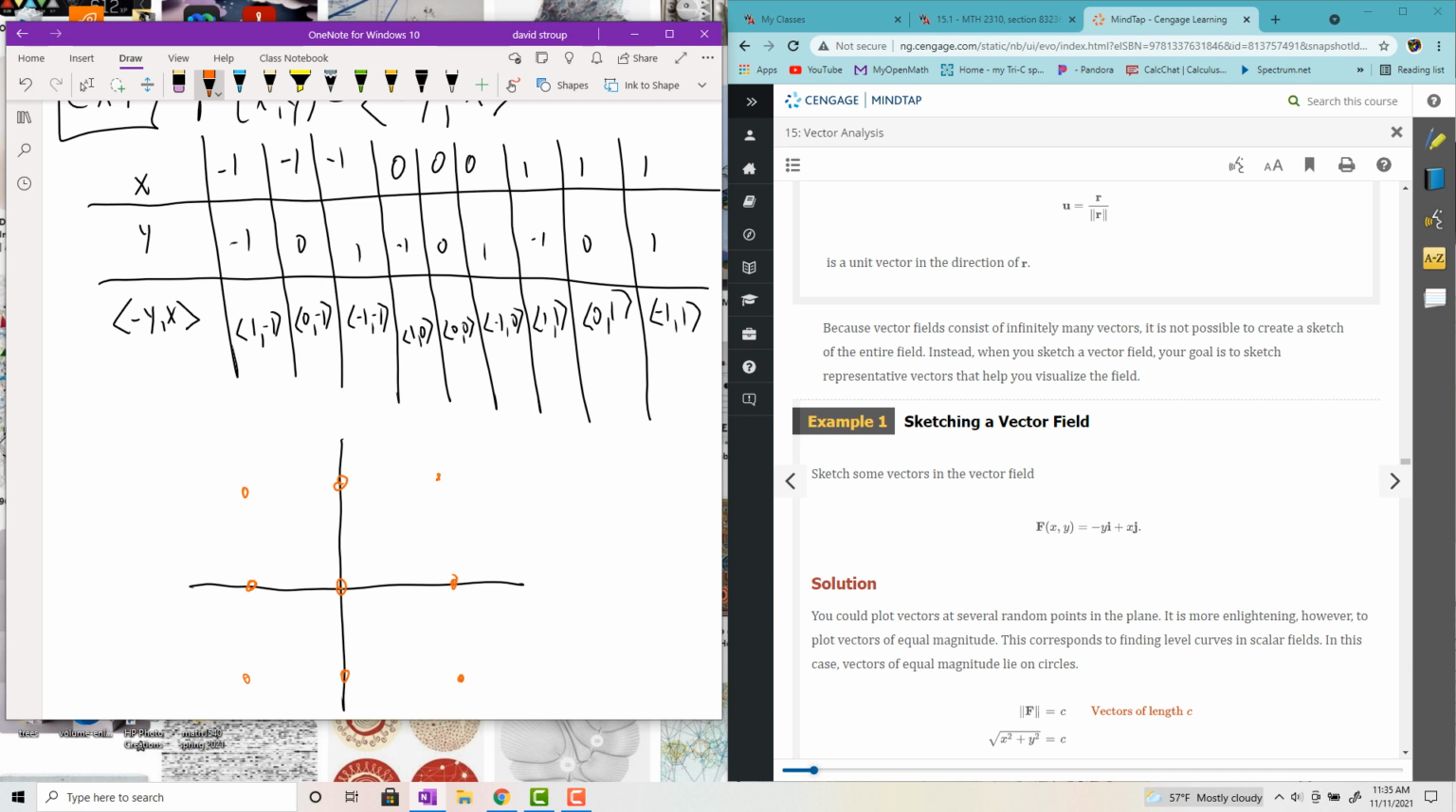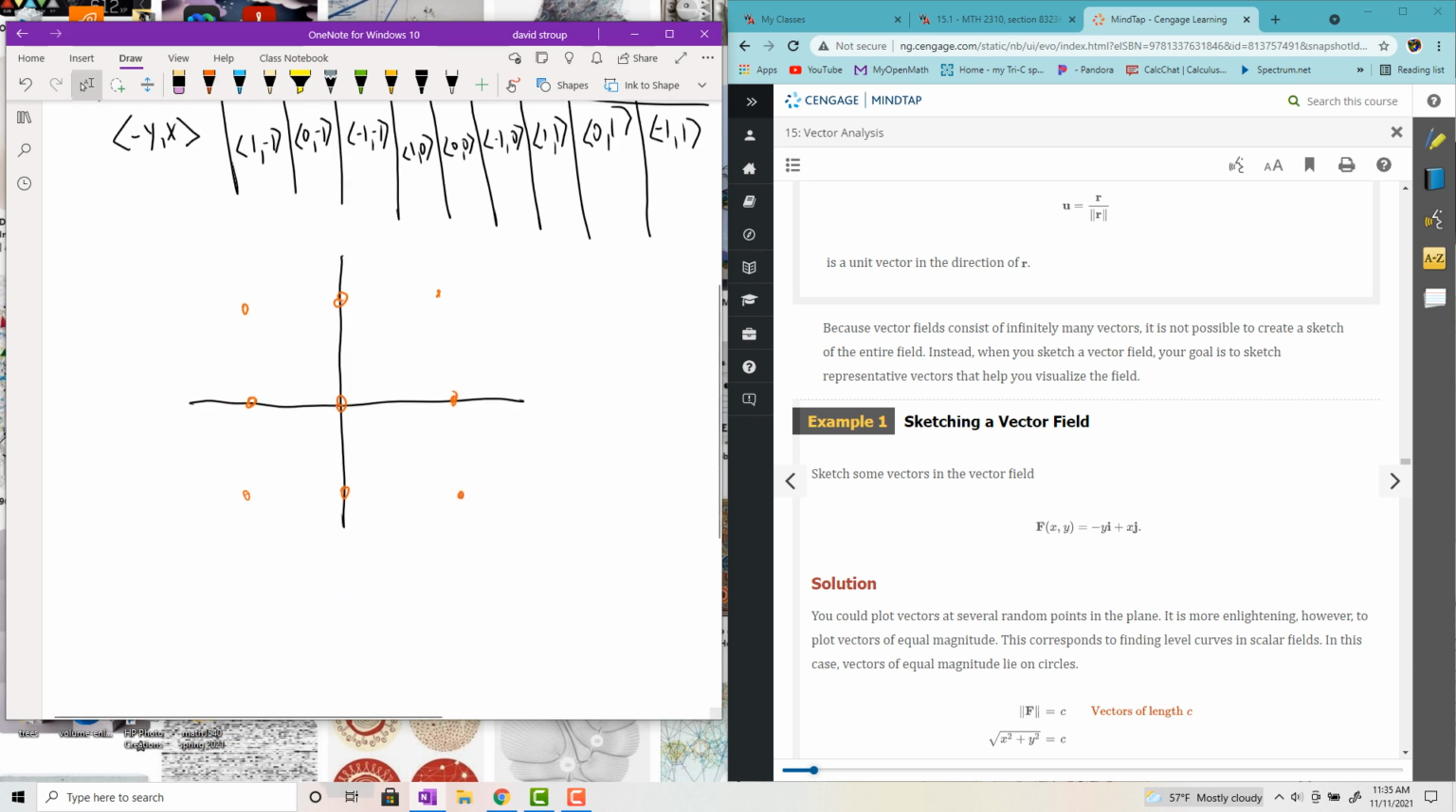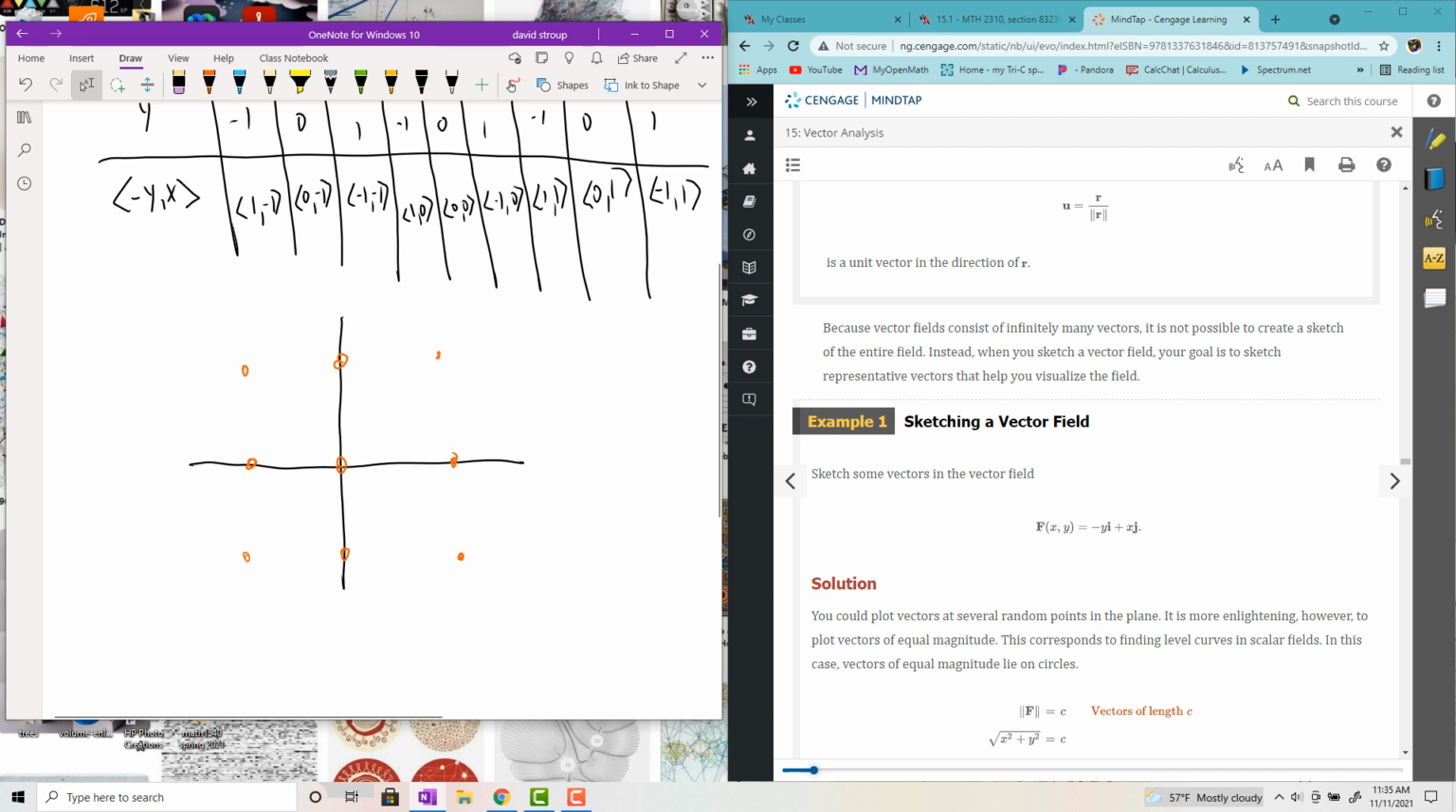I keep getting my left and right confused. So right 1 and then down 1. The first vector is pointing downwards. The next one, 0, so don't move, down 1. And this one here, left 1, down 1. So it looks like that.